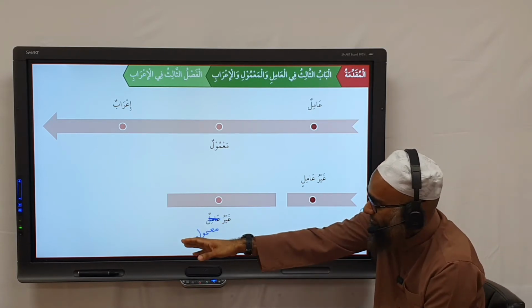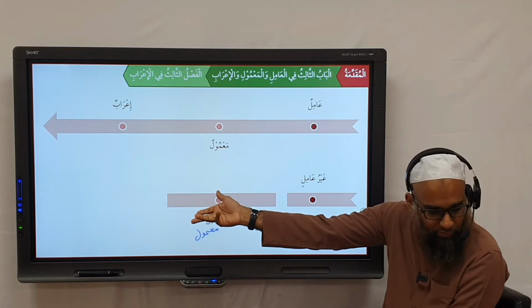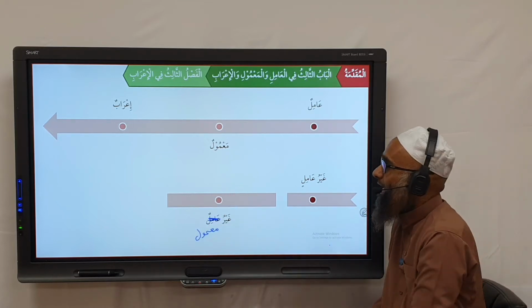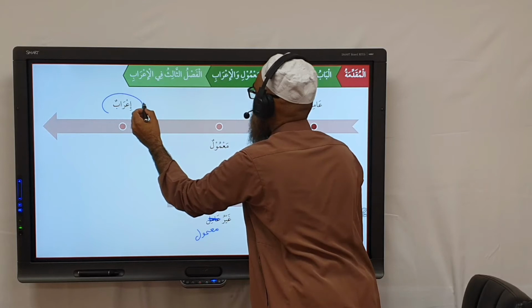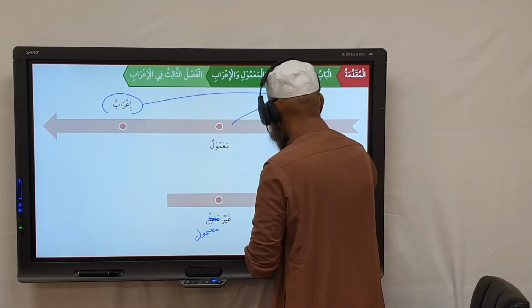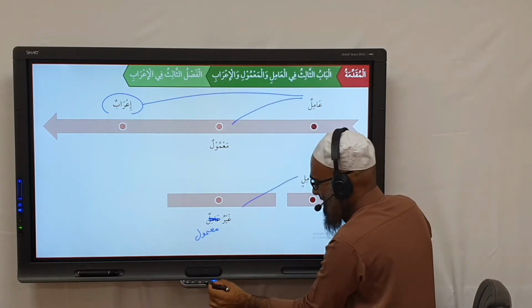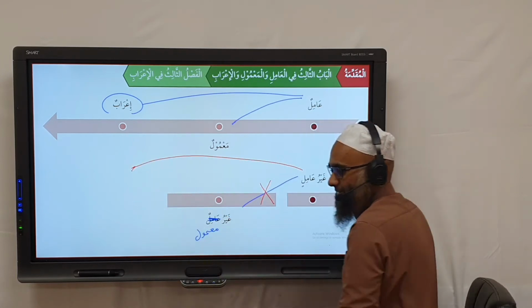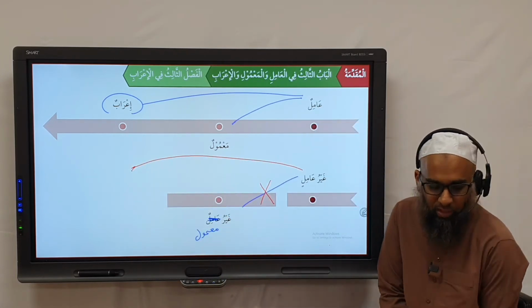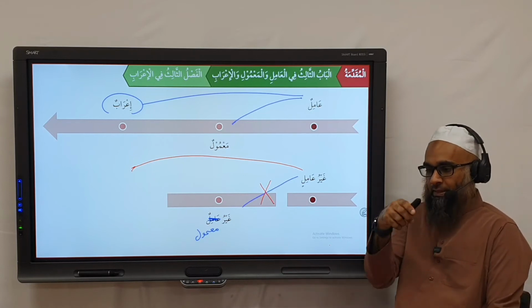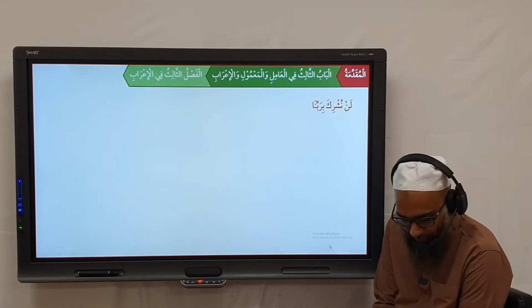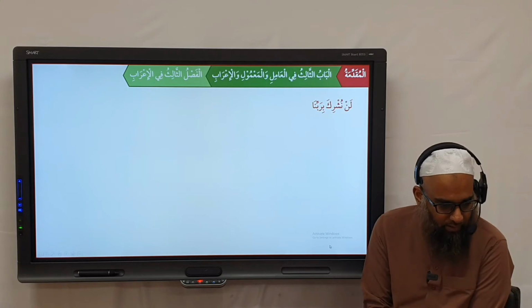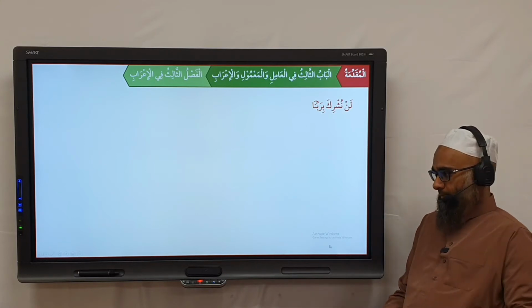And will it have an i'rab? It would not have an i'rab, because the i'rab is a result of the amil governing the ma'mul. But if the amil does not govern the ma'mul, then there is not going to be any i'rab here. You understand? So if a word is not ma'mul, it will not have an i'rab. Does that make sense? Yes? Everybody following? Any questions?